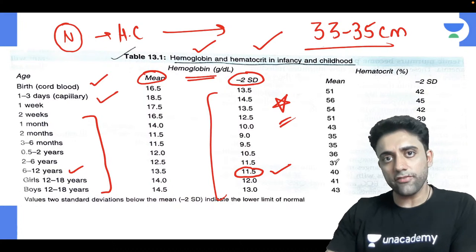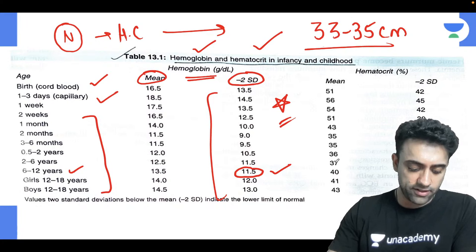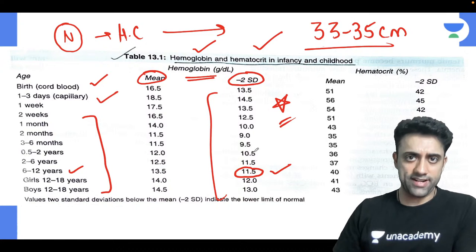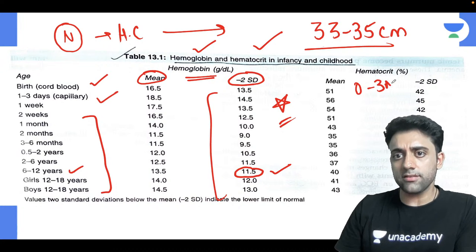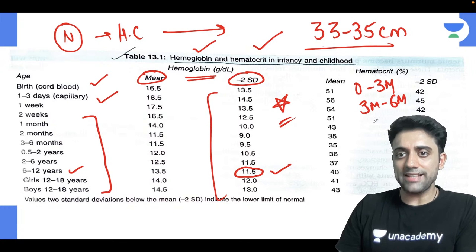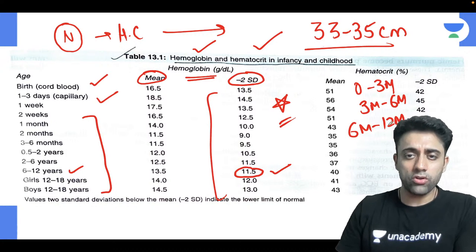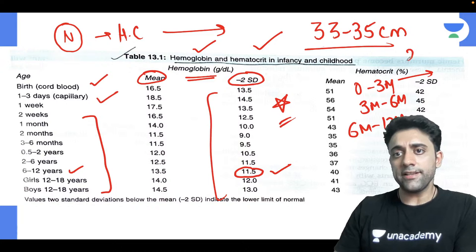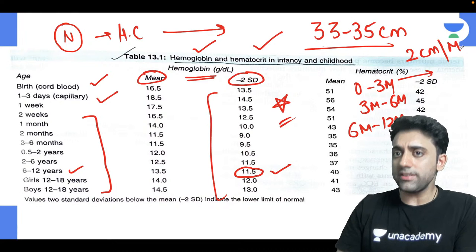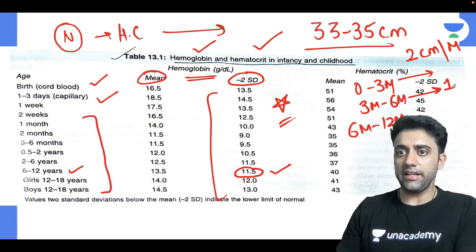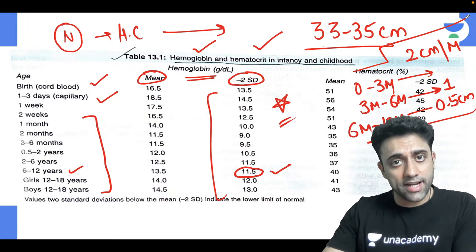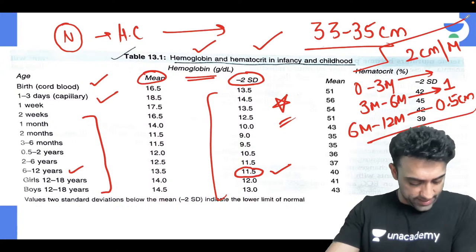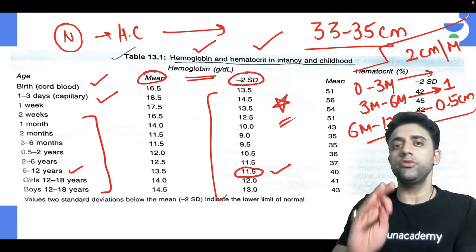Yes, so the normal head circumference of a newborn is 33 to 35 centimeter, as everyone knows. And also at the same time, what is the increment of head circumference? You know that, right? 0 to 3 months, 3 months to 6 months, and 6 months to 12 months. In the first 3 months of life, head circumference increases by 2 centimeter per month. The next 3 months, it increases by 1 centimeter per month. And the next 6 months, it increases by 0.5 centimeter per month. Is everyone understanding, dear? Osama, Rijo, yes, Shubhangi, beautiful, very good. I assume you understand this much.